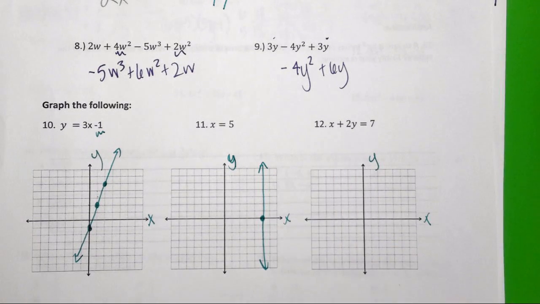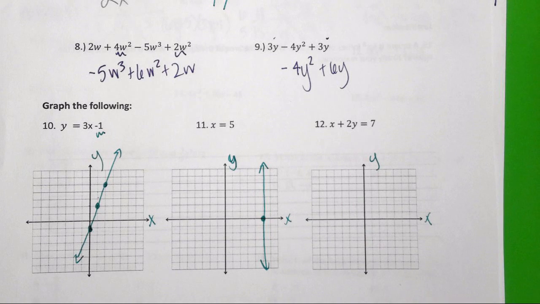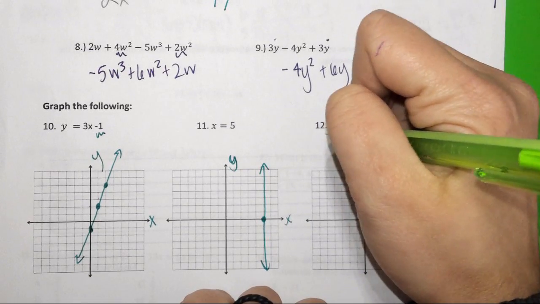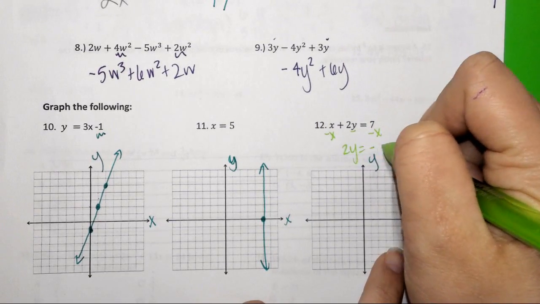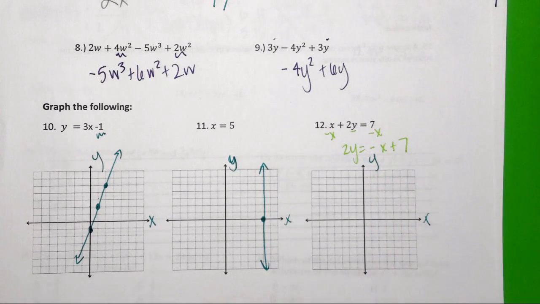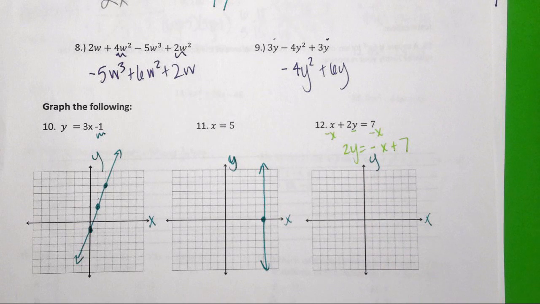And then what do we have to do on number 12? I think we start with subtracting the x. You do. You have to solve for y. So you subtract the x. And then we divide by 2 as well. And you get 2y equals negative x plus 7. Why did I not combine the x and the 7? Because we can't. They're 2 different numbers. They're not like terms. Good. And then what do I divide by?